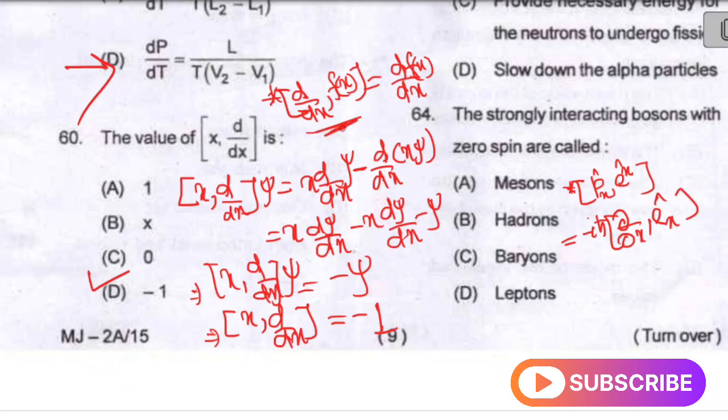Now use this formula, d/dx of f of x. Here f of x is, sorry, exponential x. Okay, so minus i h cut, d/dx of exponential x. So this is minus i h cut exponential x. Okay.